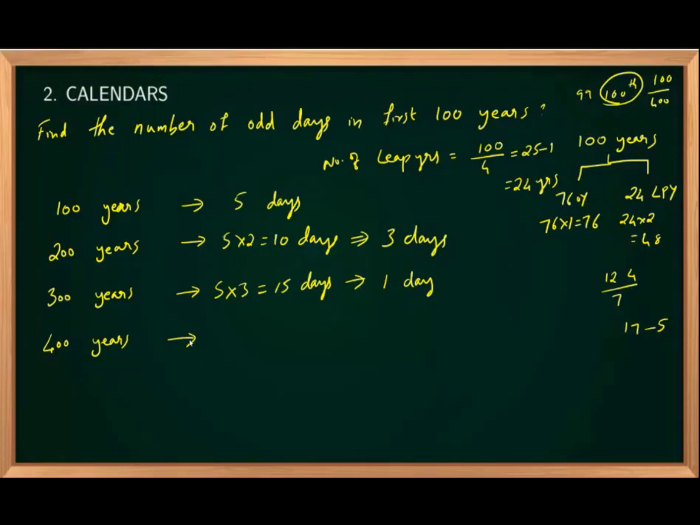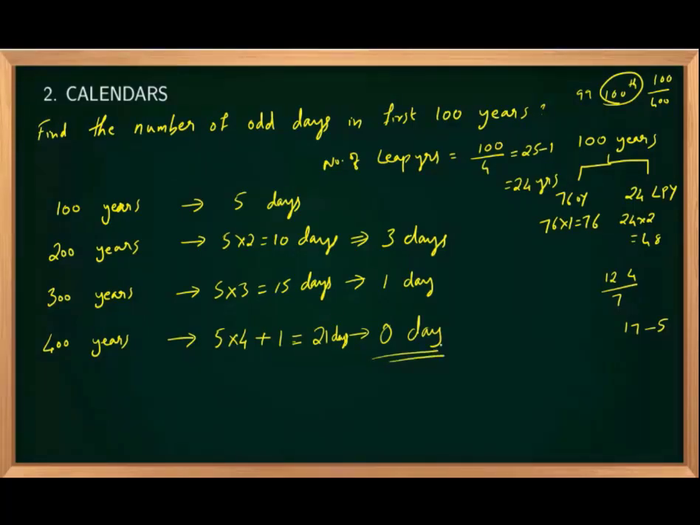For the first 100 years, 5 days. So for 400 years, 5 into 4, 20, plus the 400th year, that means 400 by 400, so it is a leap year. We already said the 400th year is a leap year, so we have to add 1. For a leap year, the number of odd days is 2. In this 5 into 4, we already counted 1, so the balance 1 we take as plus 1. 5 into 4, 20, plus 1, 21 days. 21 divided by 7, 0 days.